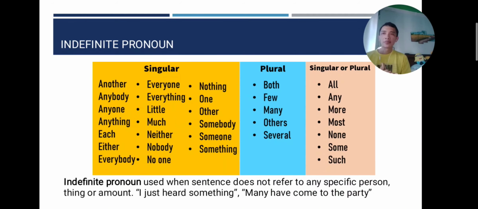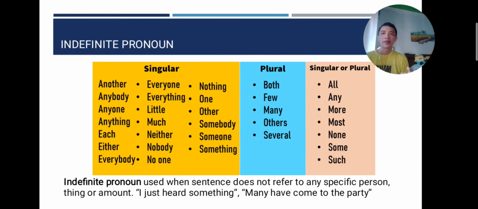Well, the last pronoun is the indefinite pronoun. Talking about this pronoun, it is used when a sentence does not refer to any specific person, thing, or amount. So when I have a sentence like I just heard something, it means that I'm not sure about the source of the sound, and then it creates blurry imaginations about the thing that creates the sound. So it means that I'm not sure about that one.